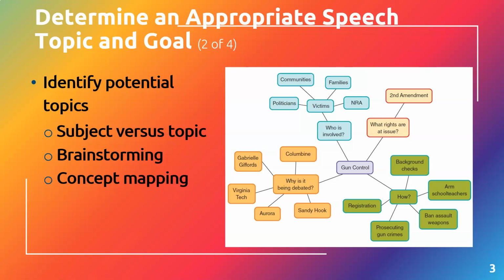So to determine an appropriate persuasive speech topic, let me clarify between a subject and a topic. A subject is very broad. You have to look at your subject and then narrow it down to get a topic that you can cover in only 5 to 7 minutes. I have a separate video that I'd like you to watch that talks about narrowing your subject down to a good topic and how you go about doing that, going through a brainstorming session and concept mapping. So please watch that additional video.